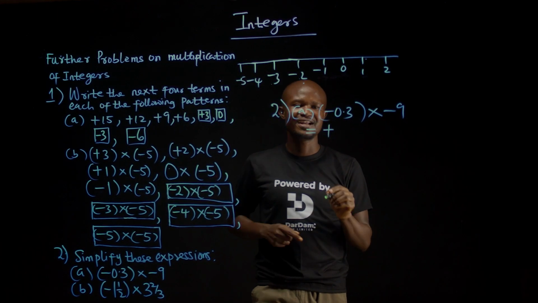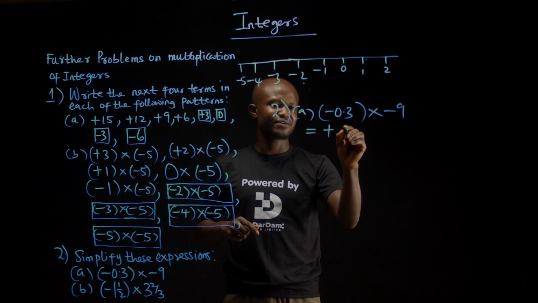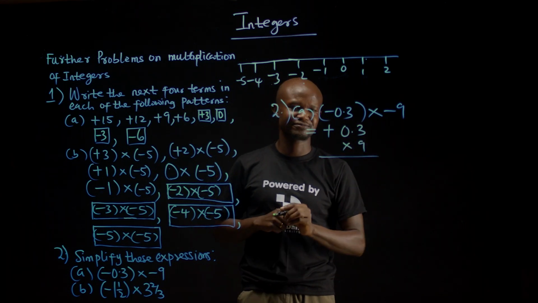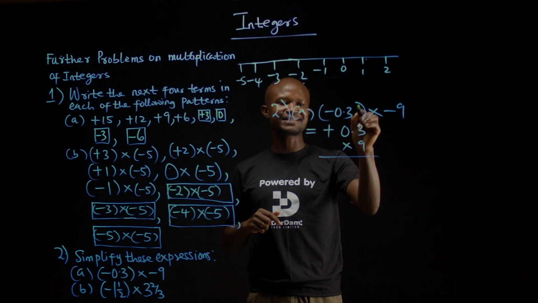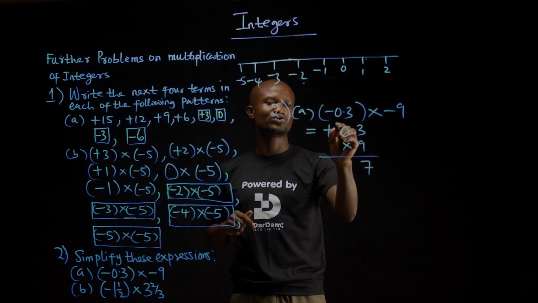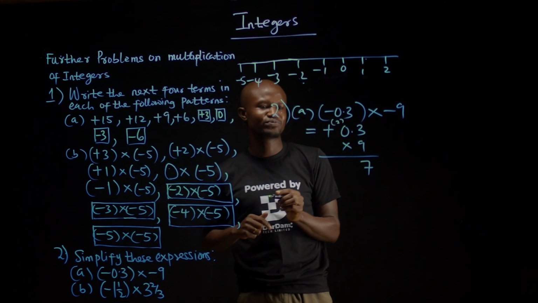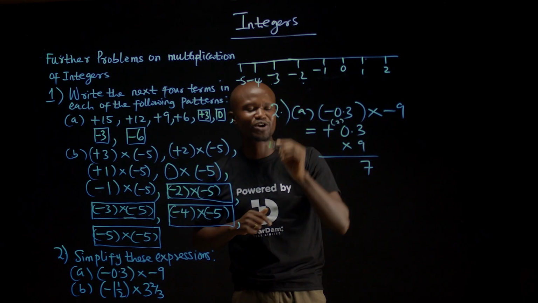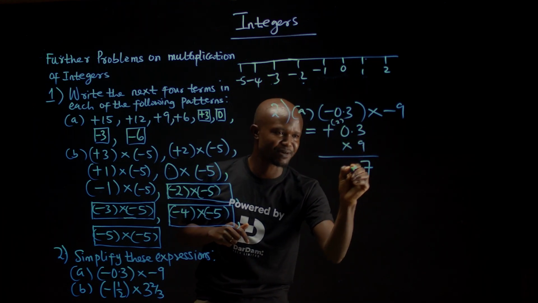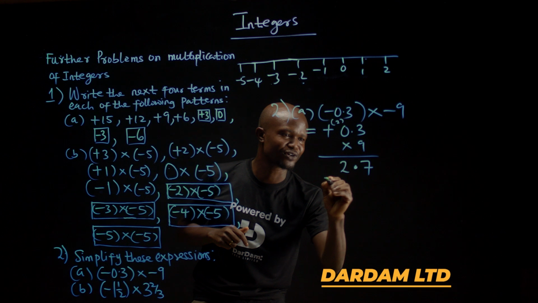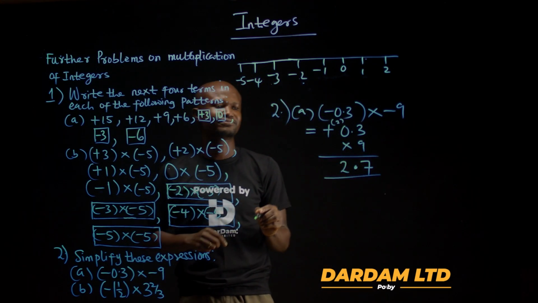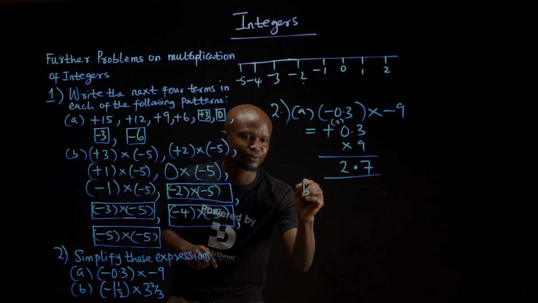Now, looking at this, 0.3 times 9. 9 times 3, what do we have? That's 27. Then we carry 2. Now, 9 times 0, what do we have? That's 0. Plus 2, we have 2. Don't forget your decimal point. So the answer to this will give us 2.7. It's like plus 2.7. That's the solution to that problem.